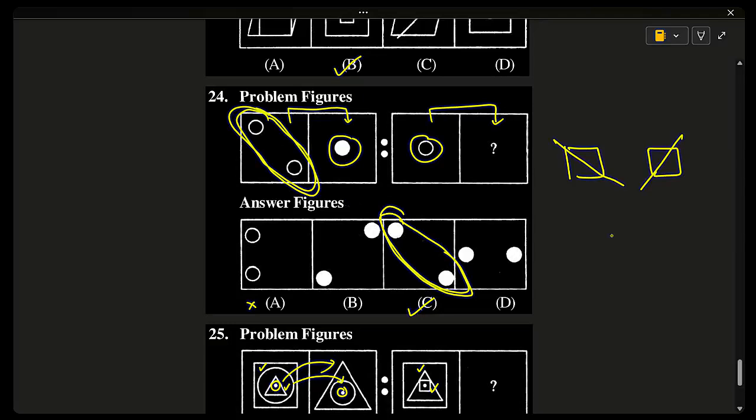Karthik? Yes, Karthik? Sir, my doubt is clarified, sir. Okay.